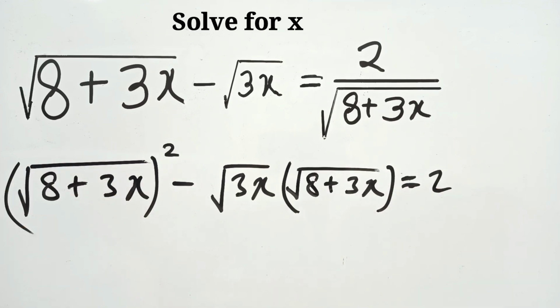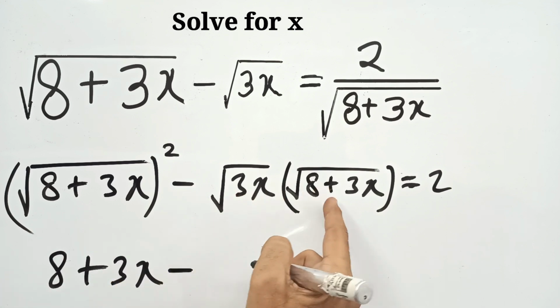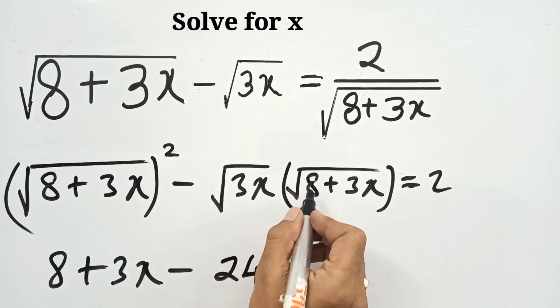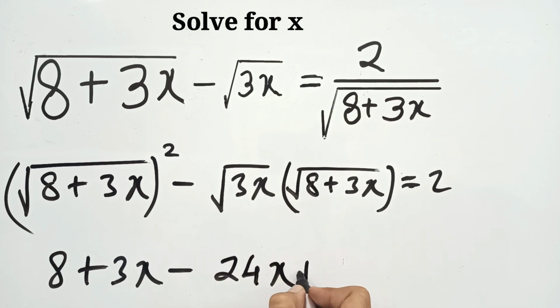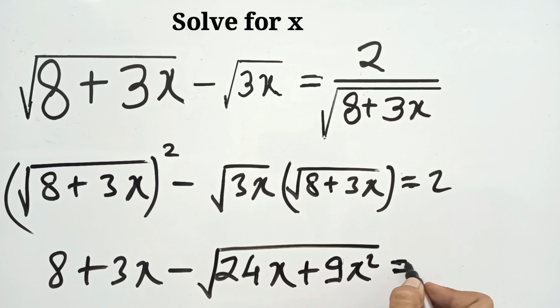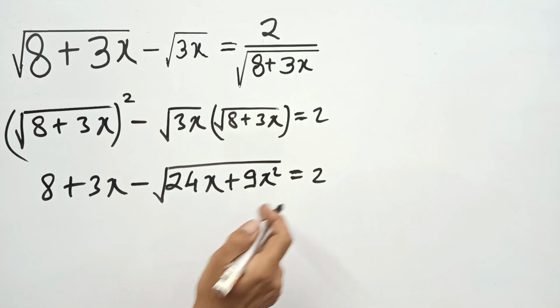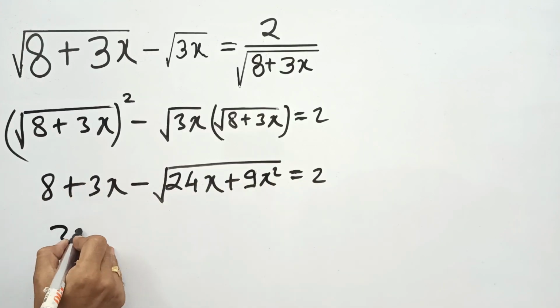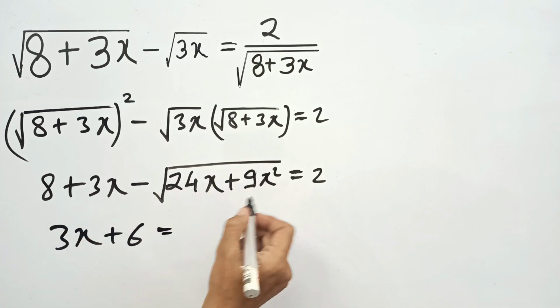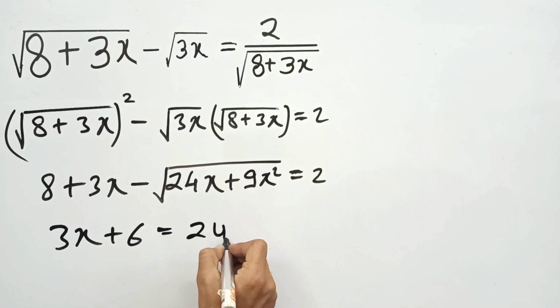Square of the square root, so it will remove, so we will have 8 plus 3x minus, irrational can be multiplied, 3 8s are 24, 3 3s are 9, x square, square root is equal to 2. 2 will be shifted here and it will be subtracted from the 8, so it is 6, and this we can shift in RHS, right hand side.